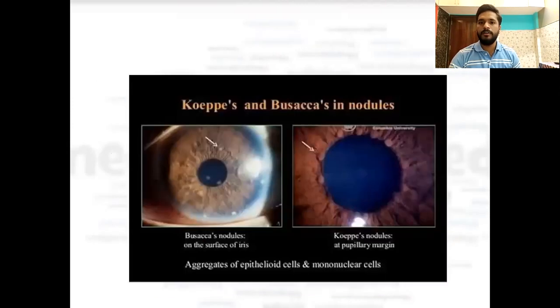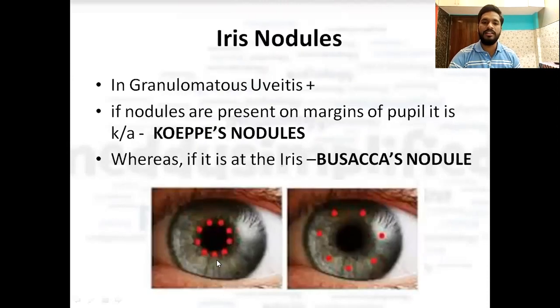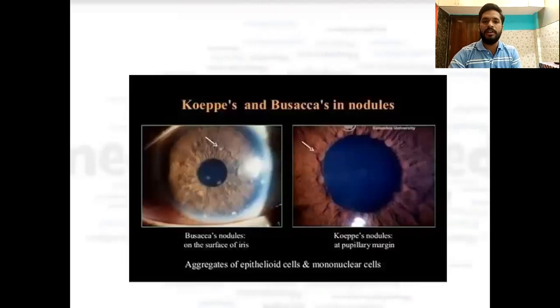Going further, this one was made by me myself to know how it looks, but the actual image is something like this. This is on the margins, you can see, and this is Koeppe nodule.